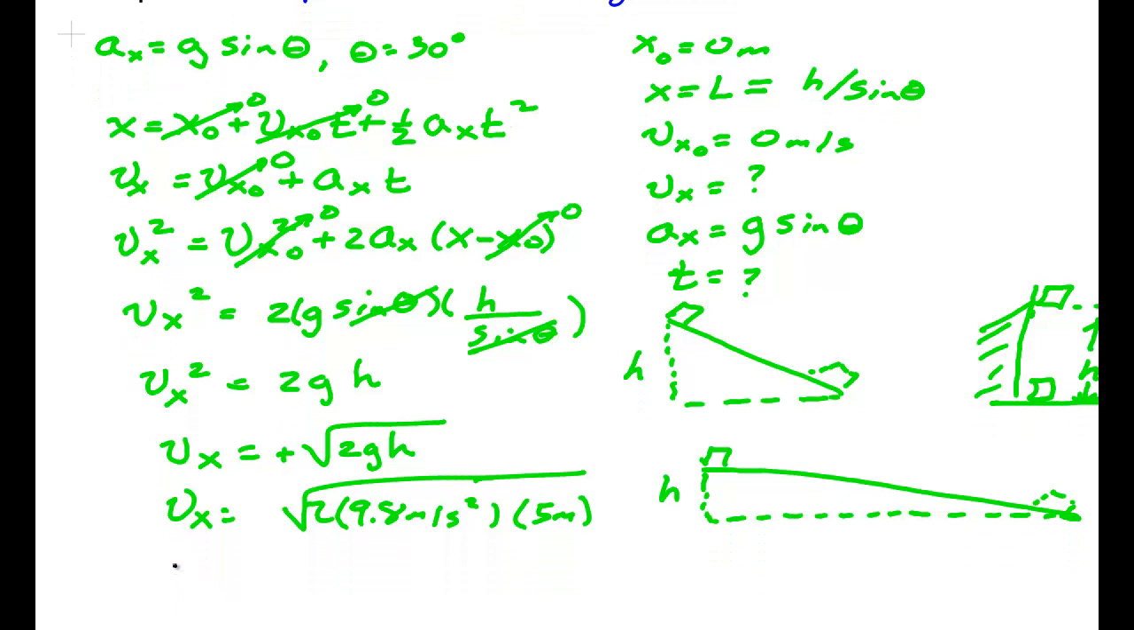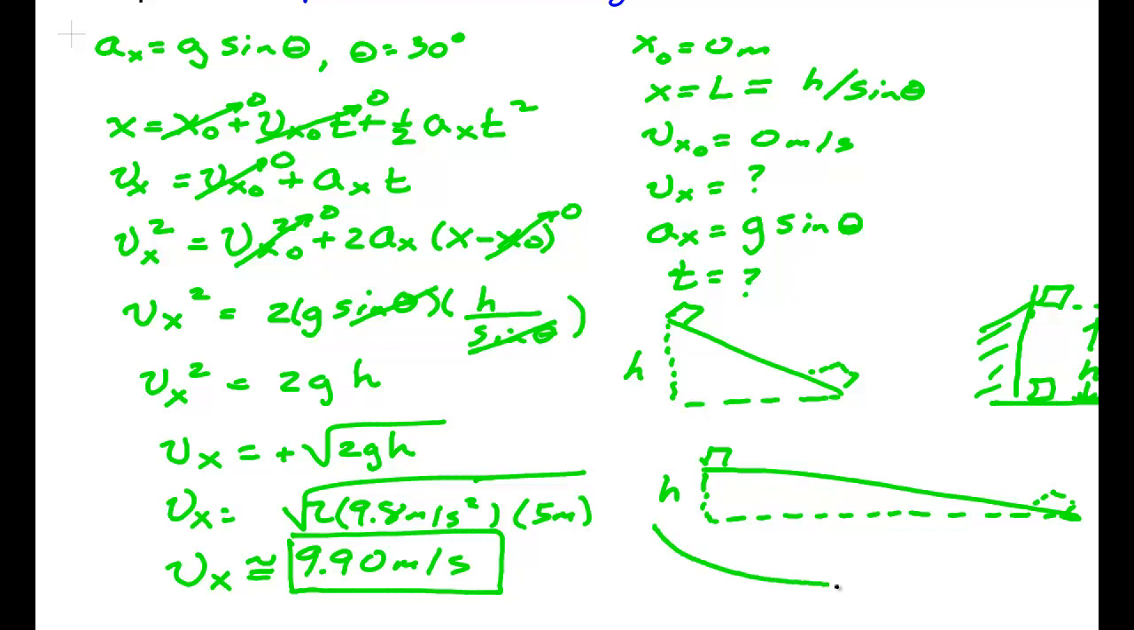So Vx is approximately 9.9 meters per second. And that's the speed any time an object drops 5 meters of height, regardless of the way it follows. In fact, it's true even if it follows a path maybe like this path, where here's the block and here's the path. That can be seen as a series of inclines whose angle is changing.